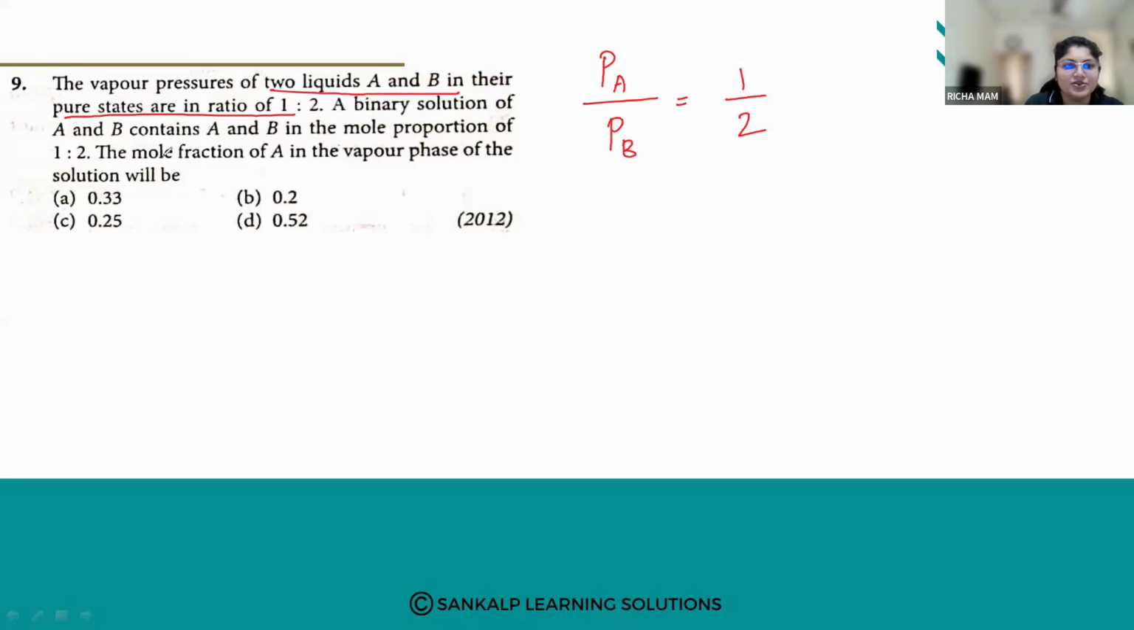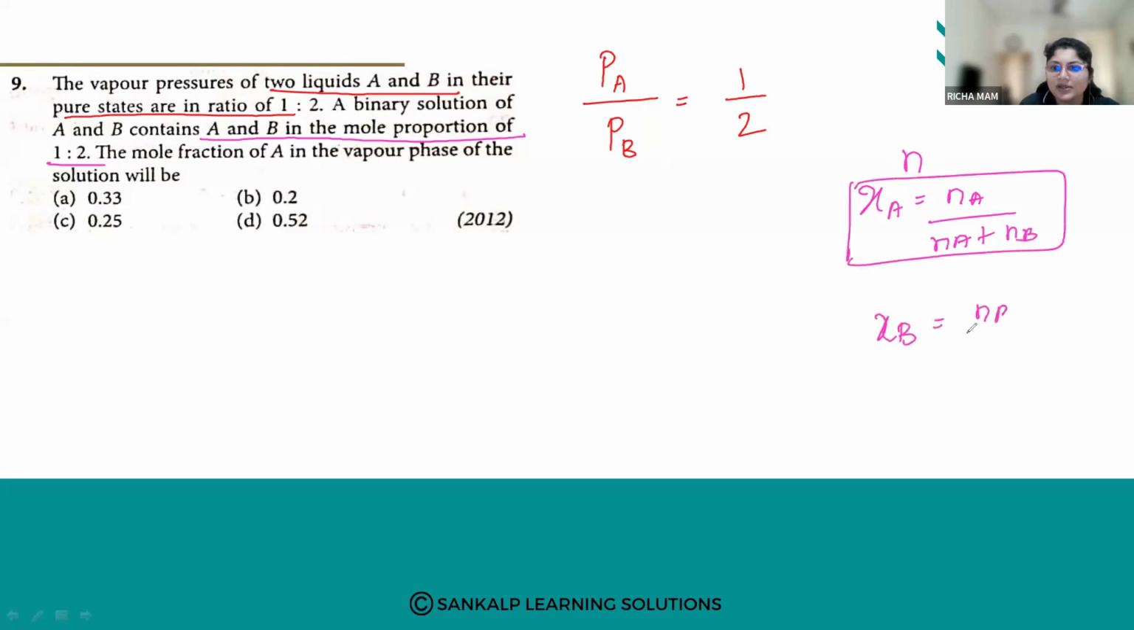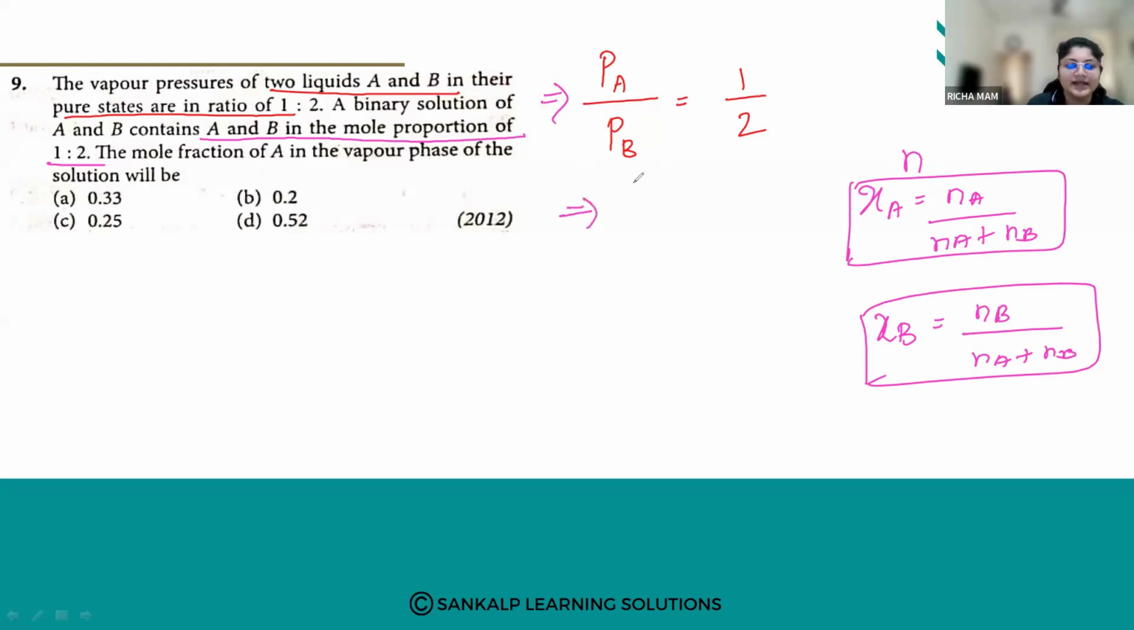A binary solution of A and B again is in the mole proportion of 1:2. A mole proportion is nothing but, for A, Na upon Na plus Nb, and the mole proportion of B is Nb upon Na plus Nb. Now what they want is the mole fraction of A in the vapor phase of the solution. From this data, PB is equal to 2 times the vapor pressure of A.